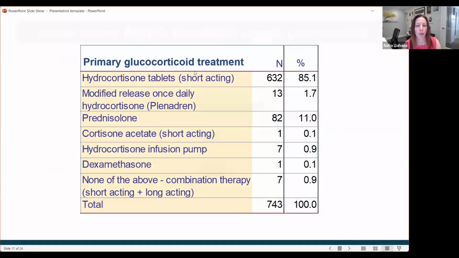So most people are taking hydrocortisone tablets, 2 to 3 times a day. That's 85% of people, with some taking the long-acting, modified release hydrocortisone, and prednisolone, 11%.